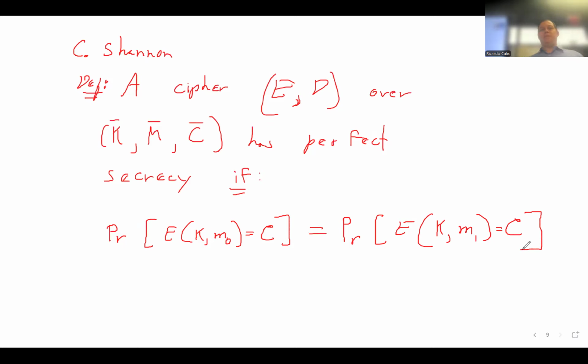So that's it. This is his definition of security. For any cipher where you have an algorithm E and D, and you're going to have keys, messages, and ciphers, a cipher has perfect secrecy if it meets this condition. So what do you think this means? How would you interpret this?